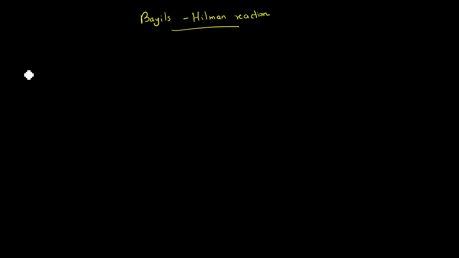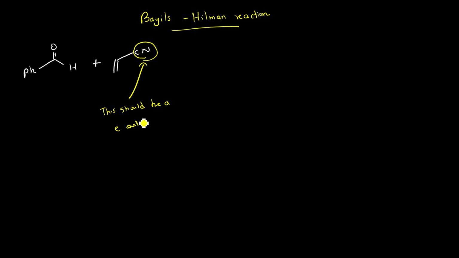Now let's say we have a phenyl group and a carbonyl group here and hydrogen. Now what you're going to add is another molecule such as this, with, let's say, a CN group. Now this CN group should be an electron withdrawing group, right? Like bromine is also fine, they are electronegative atoms, so they can withdraw electrons. This should be an electron withdrawing group.